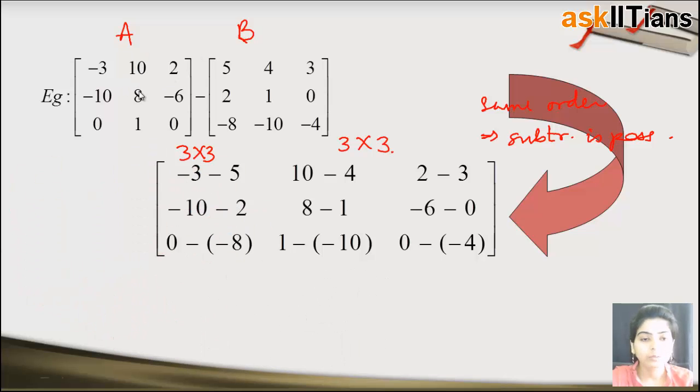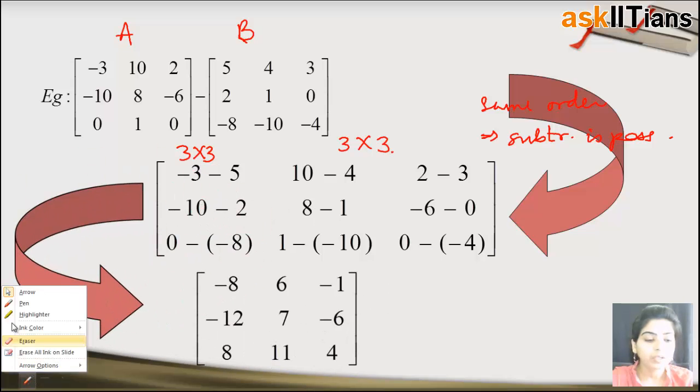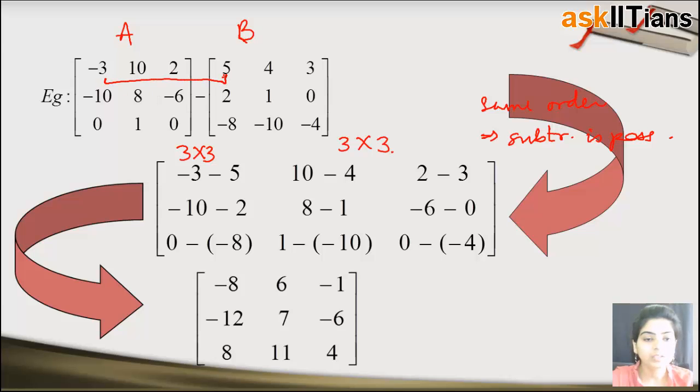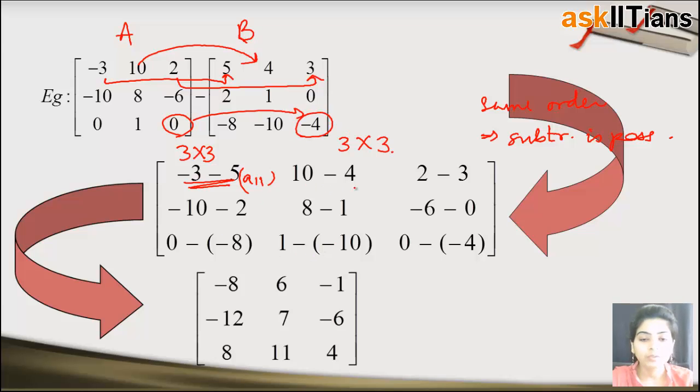Here you just need to subtract the first element from the first element, again the second element from the second element. See, what do we do? Minus 3 minus 5. This gives us the first entry, that is the entry at the A11 place. You can write it here, A11. Then this element minus this element, this element minus this element, similarly this minus this. So you just need to subtract the corresponding elements and we get this matrix, which is the final answer.